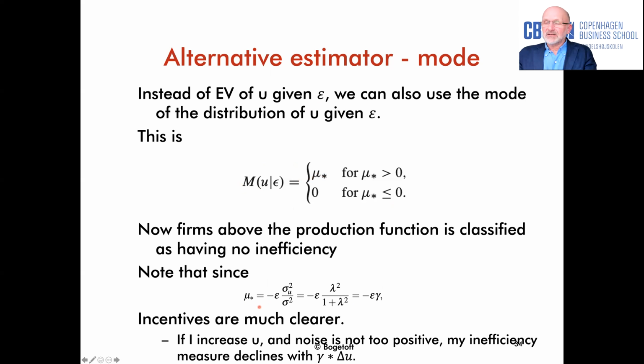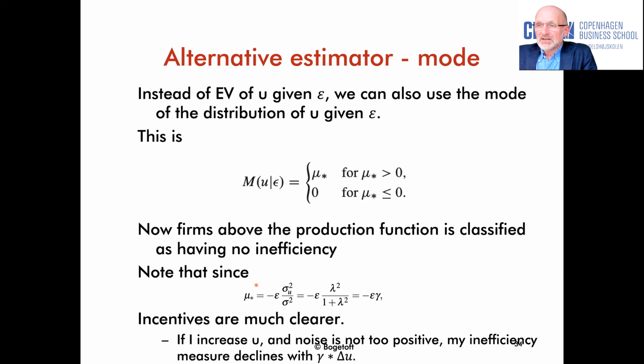This means that if you estimate it like this, you don't believe that if you are sitting above the estimated frontier, you will be classified as having zero inefficiency. If you're sitting below, you'll be classified as having some inefficiency, but you can now be fully efficient in this model. So all those points that are sitting above will now be classified as being fully efficient.